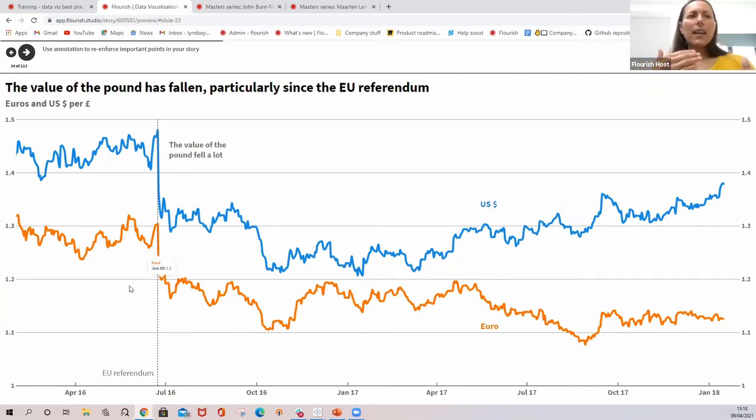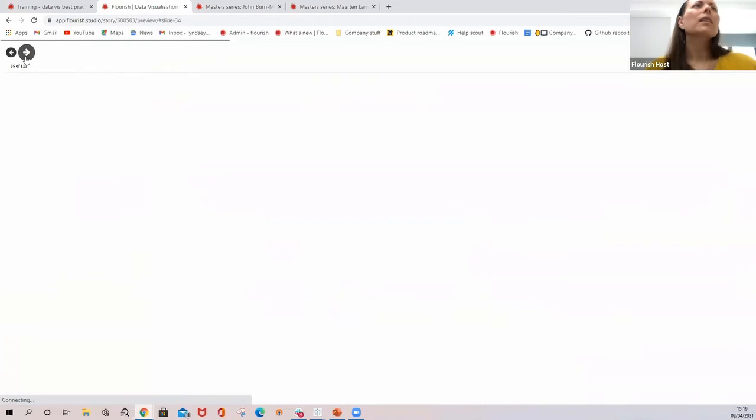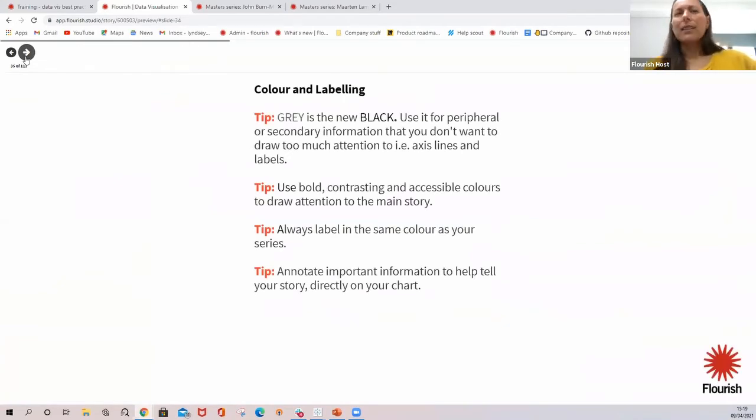But bringing in this annotation helps, and to mark events or the things that you want to draw attention to, really helps people take them through the story. This is what happened here, and this is where I want you to look. This is what happened here, and this is where I want you to look. So annotation can be very helpful for a reader. So that's our first example.